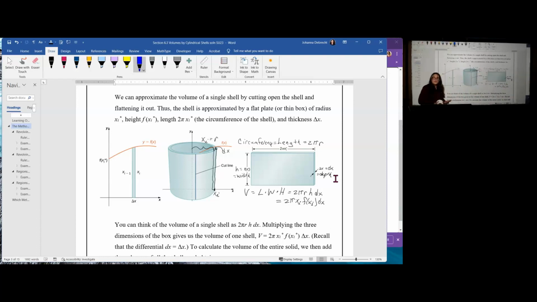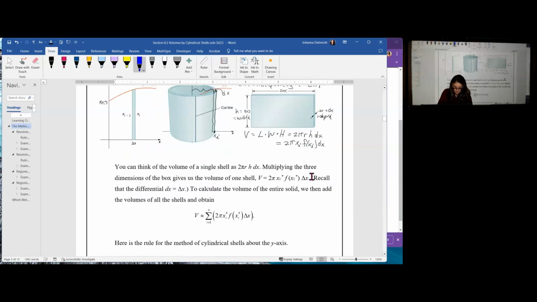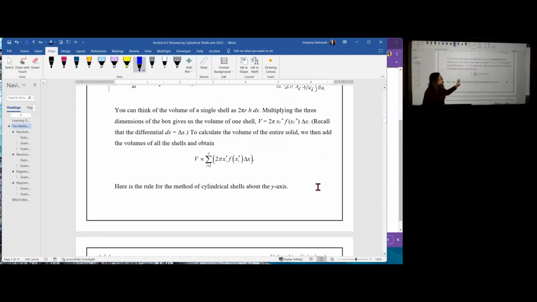You can think of the volume of a single shell as 2 pi, the radius times the height of the shell, multiplied by the differential. When we take this and add all of these shells together, again keeping in mind that we're making infinitely many shells and following the shape of the curve with the edges of the shells, and then take the limit as the number of shells goes to infinity, we get the precise volume of the entire solid that's revolved around the axis of revolution.